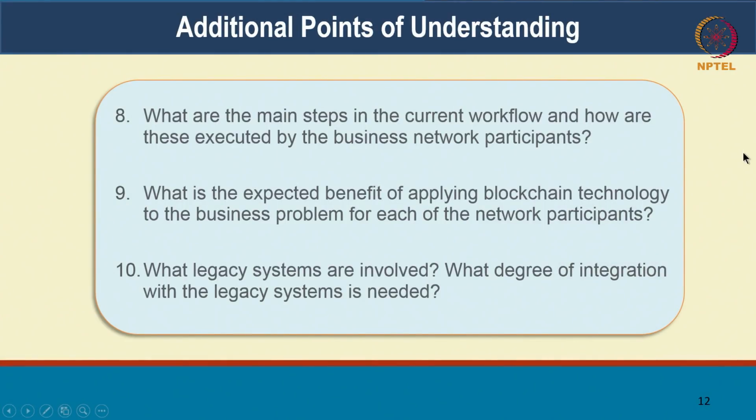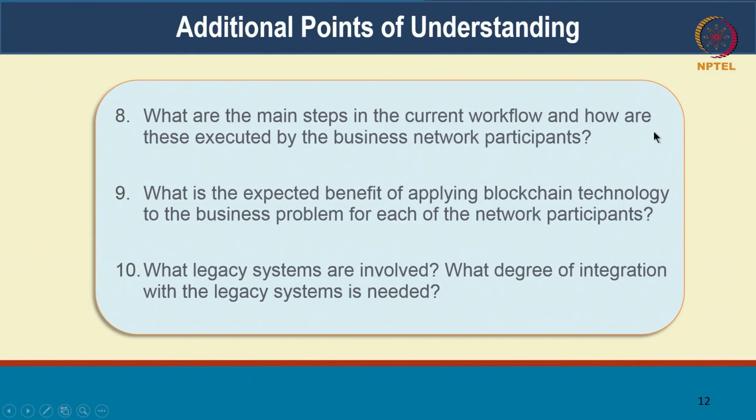So what are some of the additional points of understanding that you need to think about? Think about how the current process is run by the different network participants, and think about how you would like it to be in future. So you might think of a completely different way of executing this process. Maybe some of the existing participants may not even be there. So that's the disintermediation that you might read a lot about in blockchain. Some of the intermediaries, middlemen, can actually be eliminated in the new world, and that can significantly improve efficiency, reduce cost, and so on.